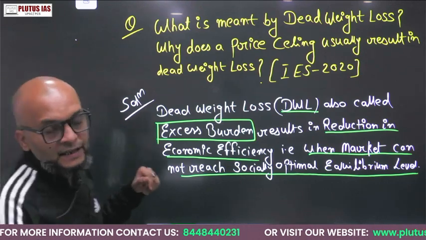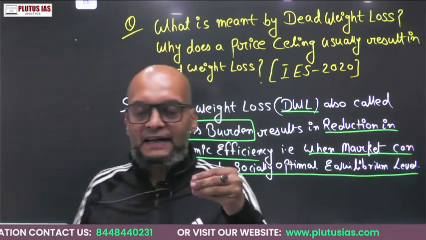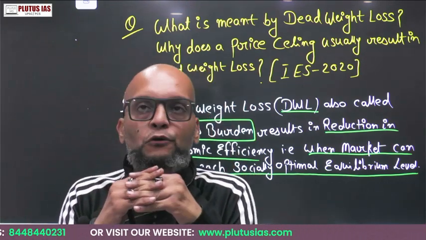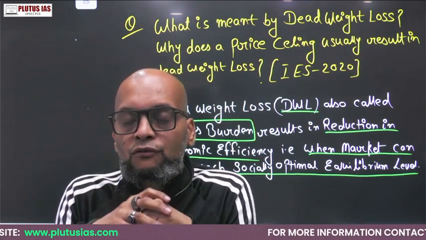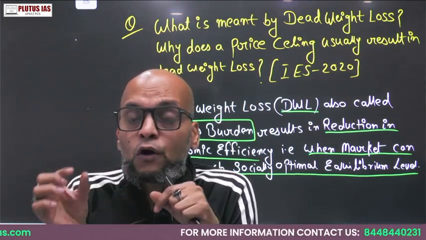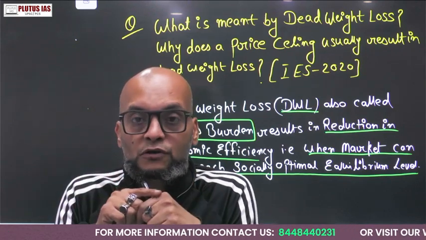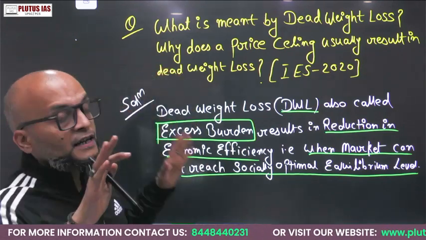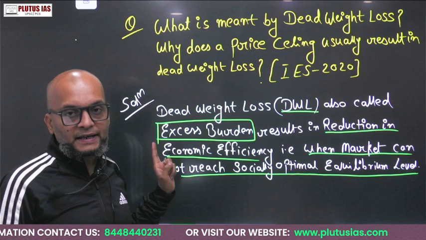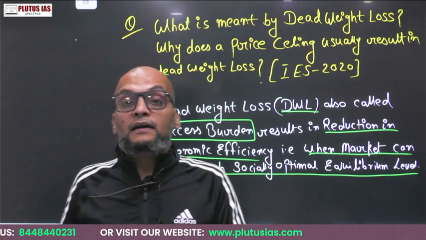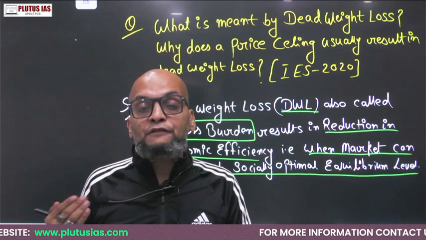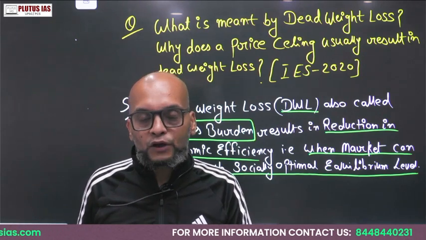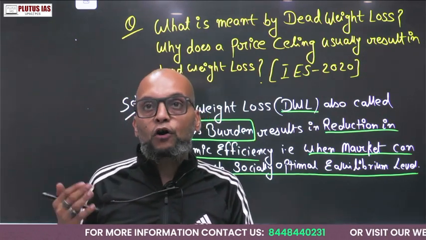See guys, what do we mean by deadweight loss, how it occurs? We are going to discuss it after a few minutes. But first of all, let me tell you what will happen due to deadweight loss. See, deadweight loss is also known as excess burden, okay? And due to deadweight loss, there is reduction in the efficiency of the economy. Efficiency of the economy is reduced.